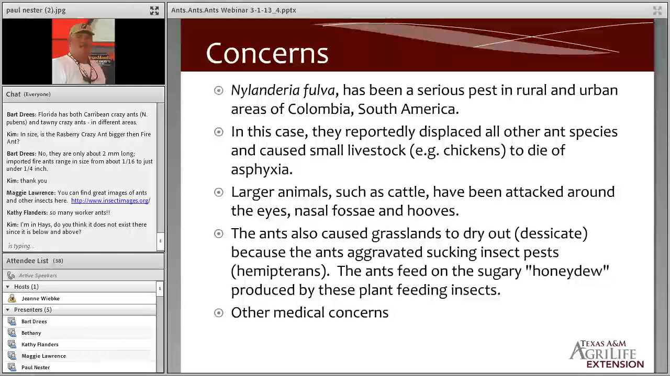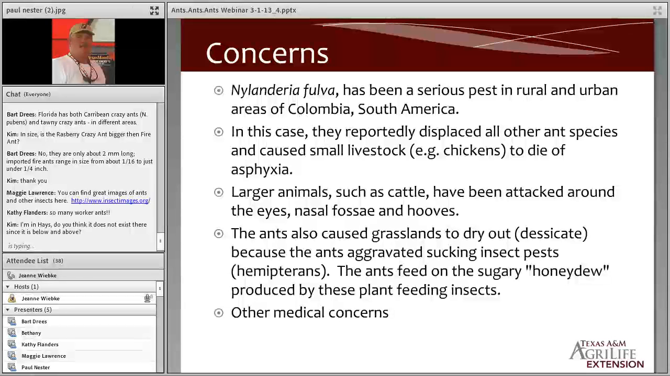Now, what type of concerns? Since we now know the genus species, Nylanderia fulva, we can look at other parts of the world to see what problems they've had and what problems we might have in the future. It has been a serious pest in rural and urban areas of Colombia and in South America. It has displaced other ant species, which is what we are seeing in the Texas area, and has caused small livestock, especially chickens, to die of asphyxia. The numbers get so high that the ants can get in the nostrils and irritate them, and the chickens can start to die.